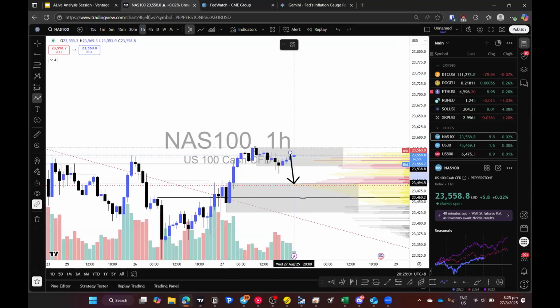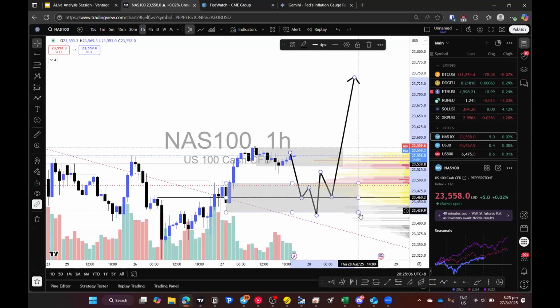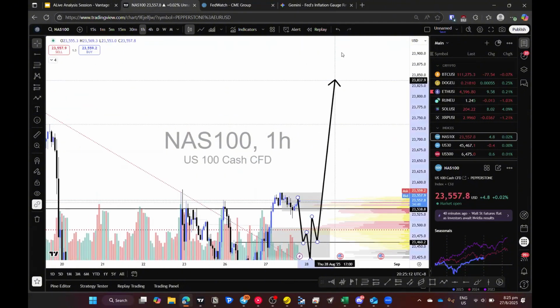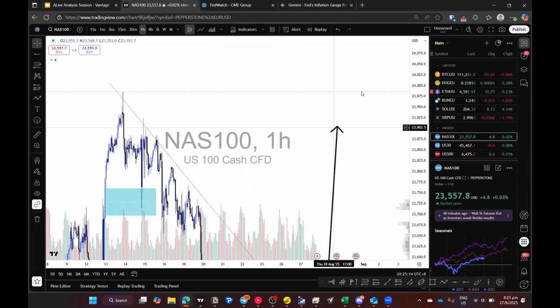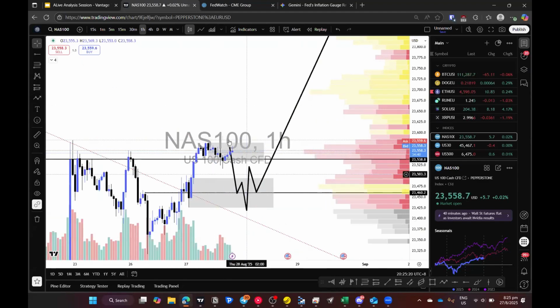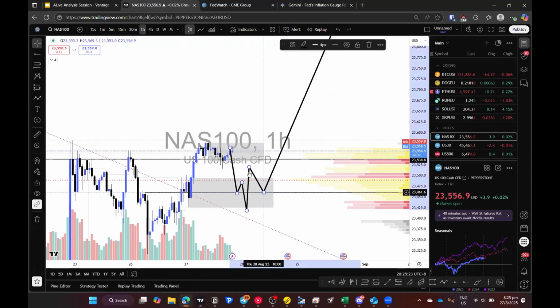We want to see price dip into this area, sweep, and then move to the upside. Okay, where's the target? 23,987. And again, when we're looking at the indices against the dollar, we are looking at the fundamentals of the dollar weakening towards the next FOMC. This is aligned with that macro view.